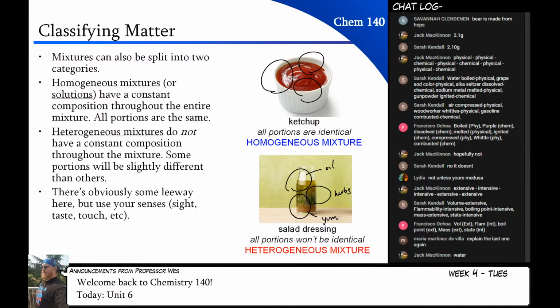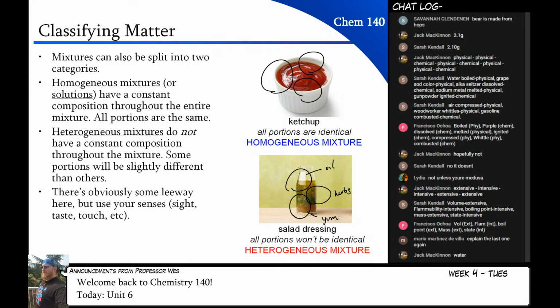Like dirt, for example, would be a heterogeneous mixture. There's no guarantee that if you shovel up random piles of dirt, you're going to get the same stuff in every shovelful. There might be more pebbles in one scoop than the other. Most foods are going to end up being heterogeneous. So, like pizza, not every slice of pizza is identical. Not every bite of pizza is identical. If you eat from the crust end, it's different from eating from the center end.